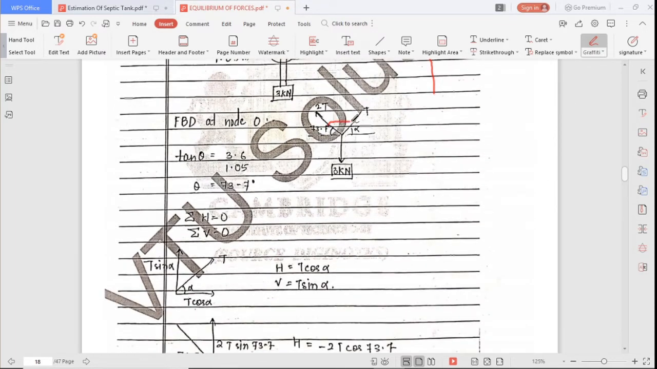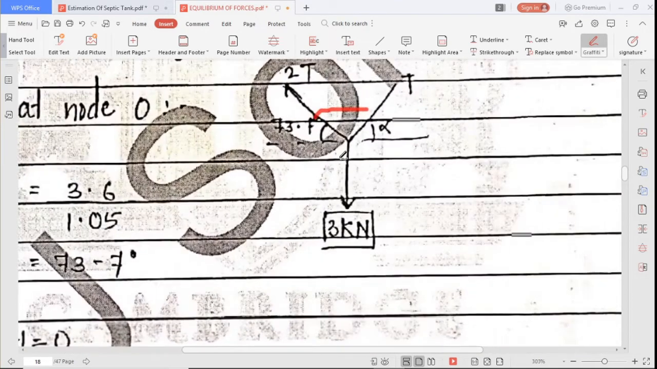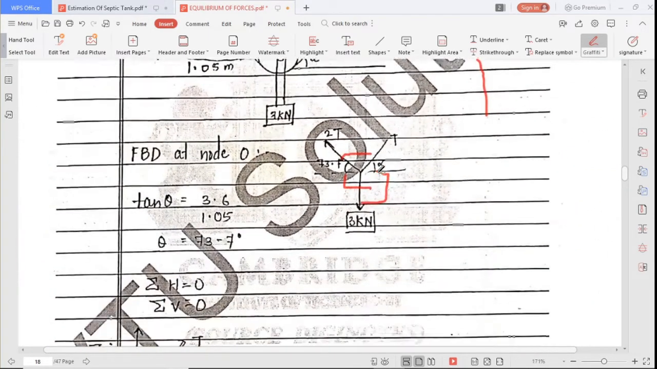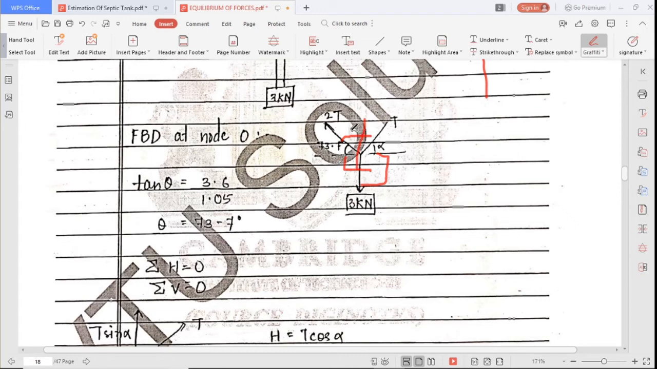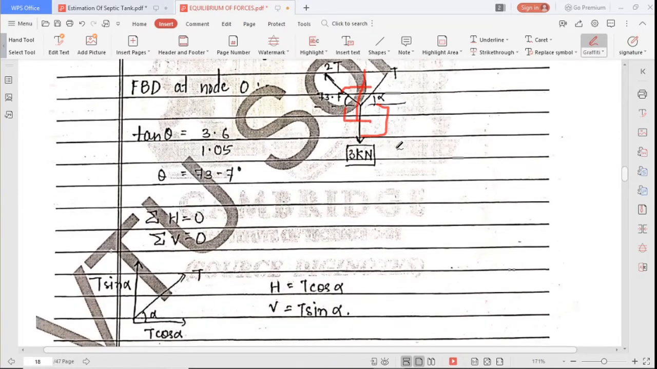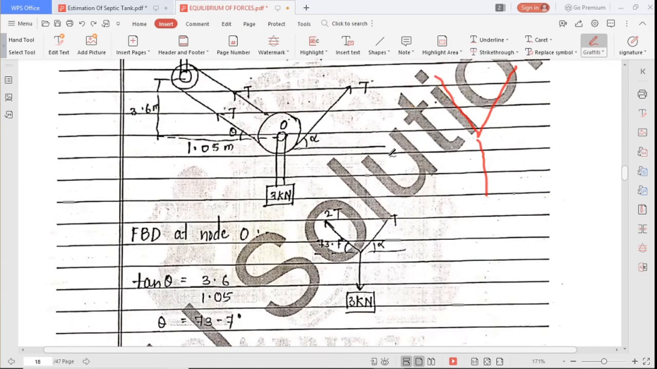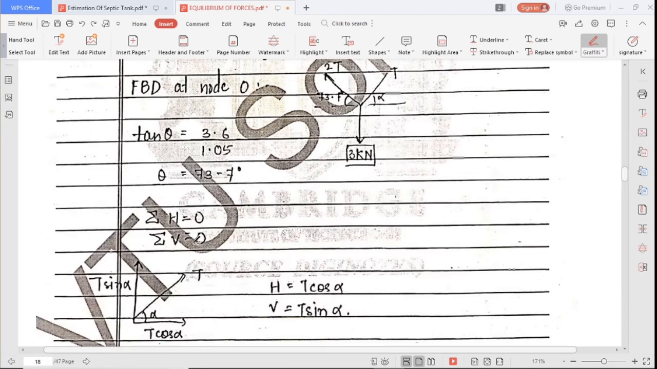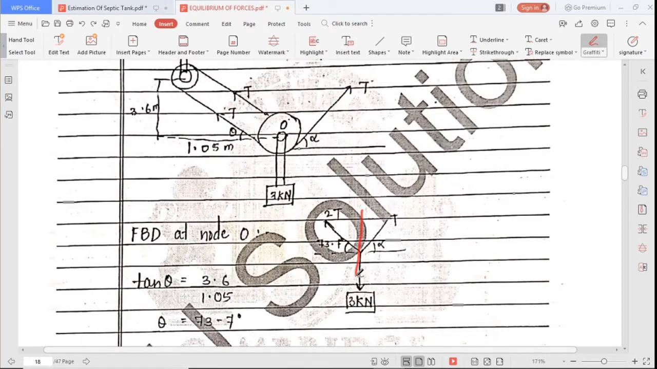73.7, this is the FBD. Okay, see here, this is 90 degree and this is 90 degree. This is 73.7. So 90 minus 73.7 will give the value if you want to apply Lami's theorem, or we can apply the direct conditions of equilibrium. How? Sigma H equal to 0, sigma V equal to 0. Here the value of T, if it is sloping or in inclination, we have to resolve the value of T. So we'll resolve this T.